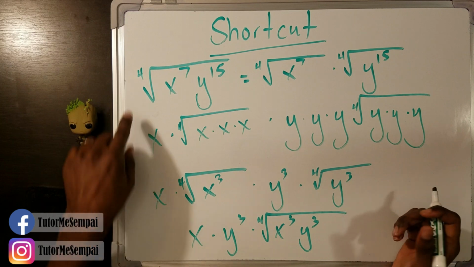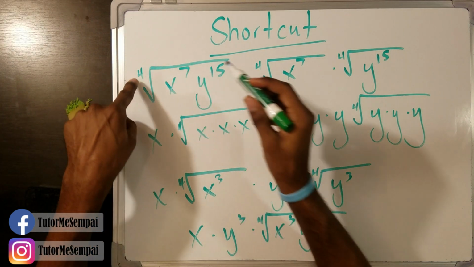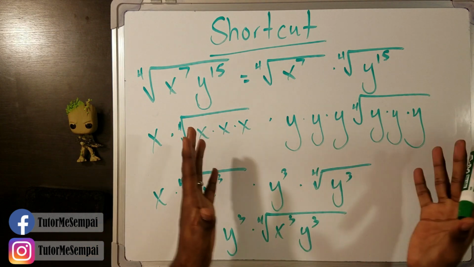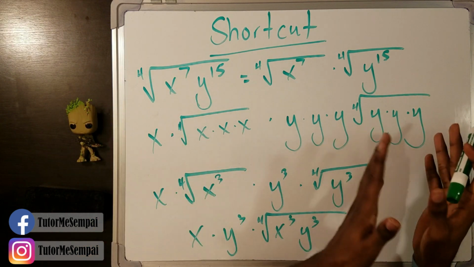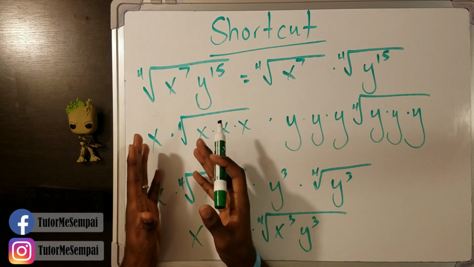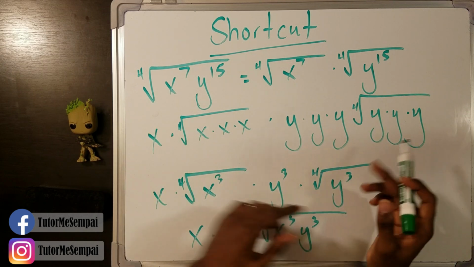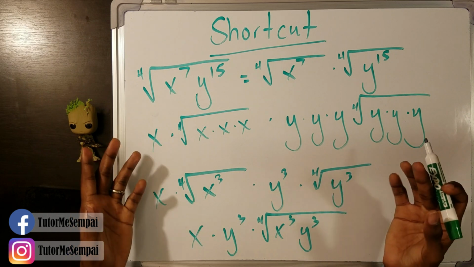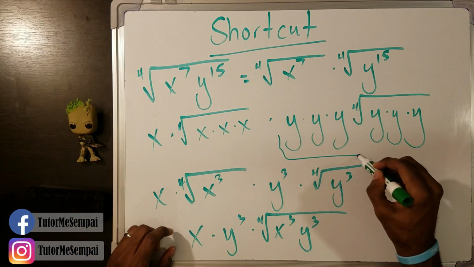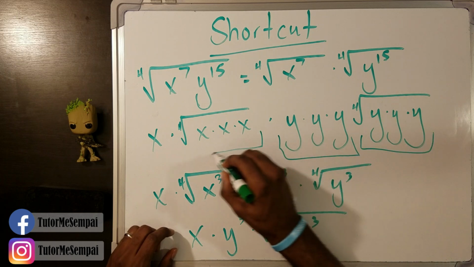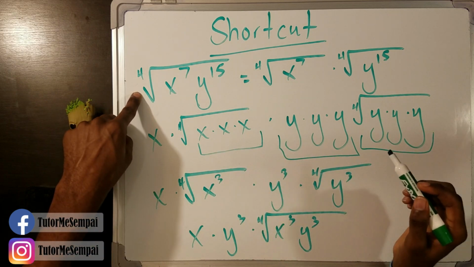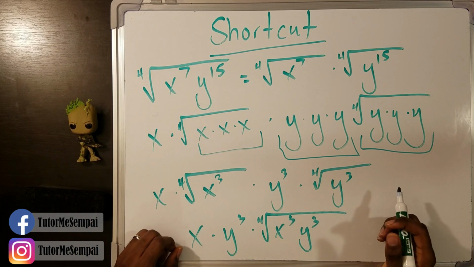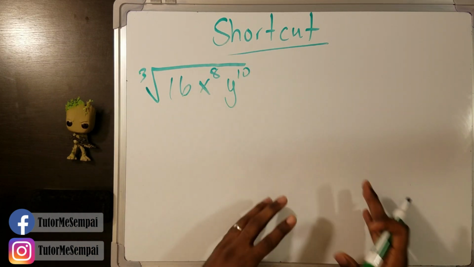So that's the shortcut. We're going to use our index, divide it into our individual exponents, and whatever our remainder is, you can just leave it in the radical. However many times it goes into our exponent, that's how many of those variables are outside the radical. But one cool thing about this, you don't even have to do this step here. You can go straight from here to here. Let me show you one more example to drive home this point. Let's try to use our shortcut without doing all the extra steps.